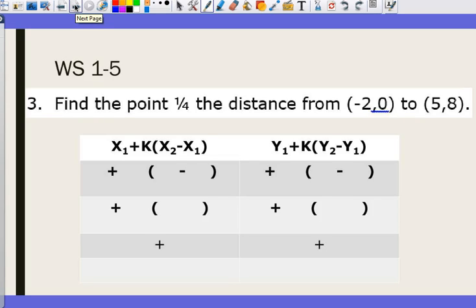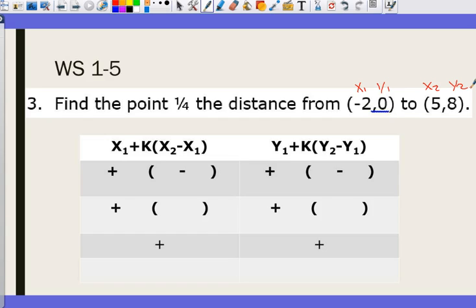Find the point 1/4 the distance from -2, 0, 2, 5, 8. First step. Raise your hand if you think you know what the first step is. All right, what do you think the first step is? Exactly. Which one's x1, which one's x2? Good job. Excellent job. I actually think that's the hardest step.